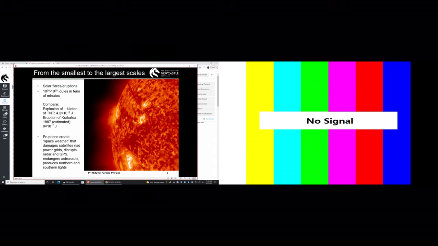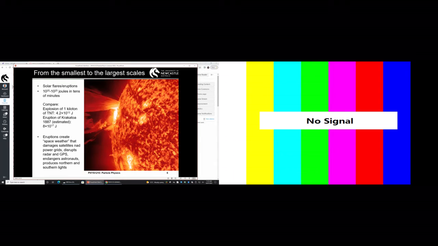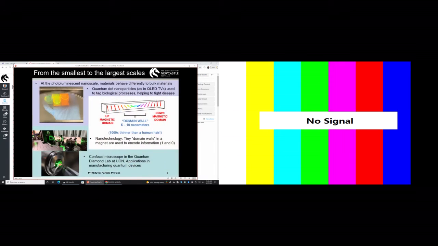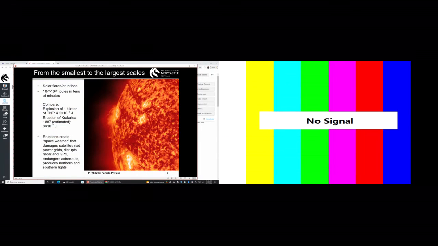My own research area is not on tiny scales, but on quite big scales, so not quite the scale of the entire universe, but I'm interested in understanding how the sun's atmosphere works and how it interacts with the Earth. What we're looking at here is a video of a solar flare, or eruption. Let's play that again because it's pretty impressive.